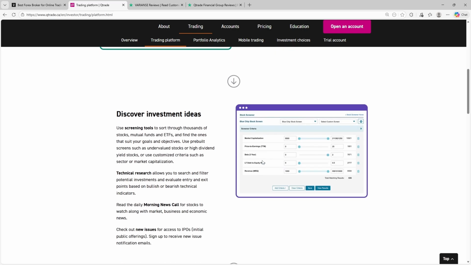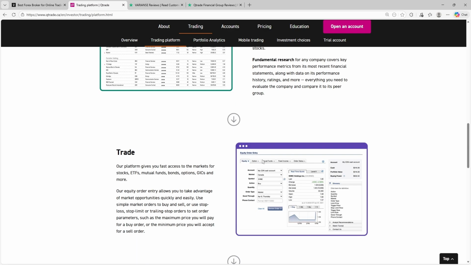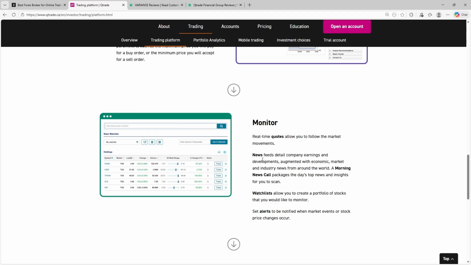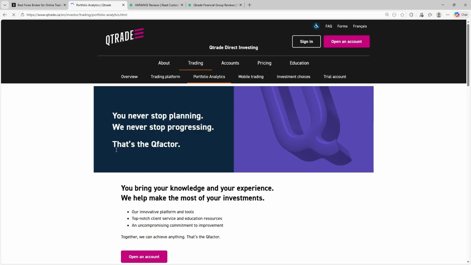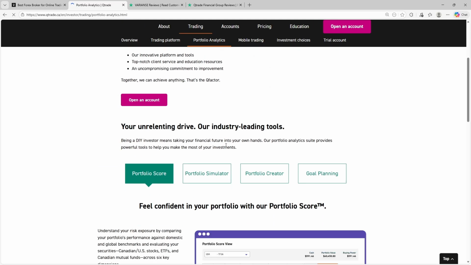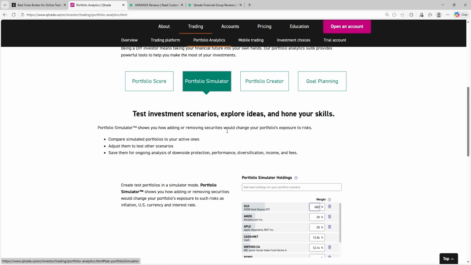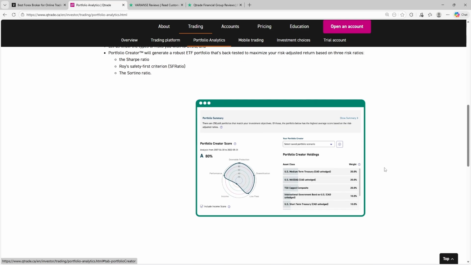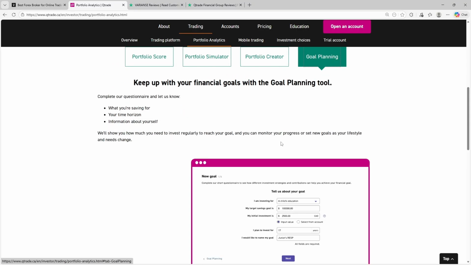Order placement is straightforward, portfolio tracking is clean, and tax-efficient investing tools are integrated directly into the platform. QTRADE also places strong emphasis on investor education, offering guides, market commentary, and learning resources designed to help users understand risk, asset allocation, and long-term strategy. The upside is a stable and confidence-driven investing experience. The downside is that traders looking for advanced charting, derivatives trading, or rapid execution tools may find the platform limited and slower compared to active trading brokers.